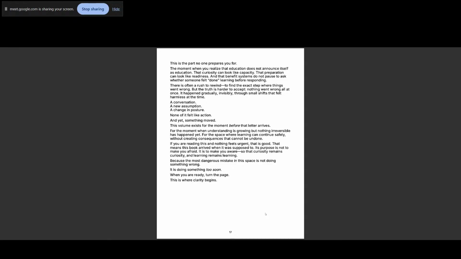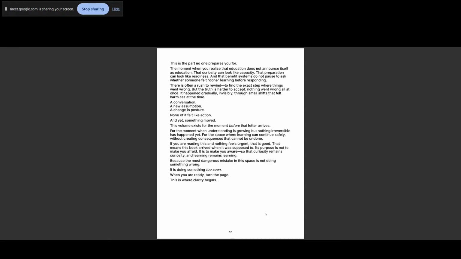This volume exists for the moment before that letter arrives. For the moment when understanding is growing but nothing irreversible has happened yet. For the space where learning can continue safely without creating consequences that cannot be undone. If you're reading this and nothing feels urgent, that's good. That means this book arrived when it was supposed to.